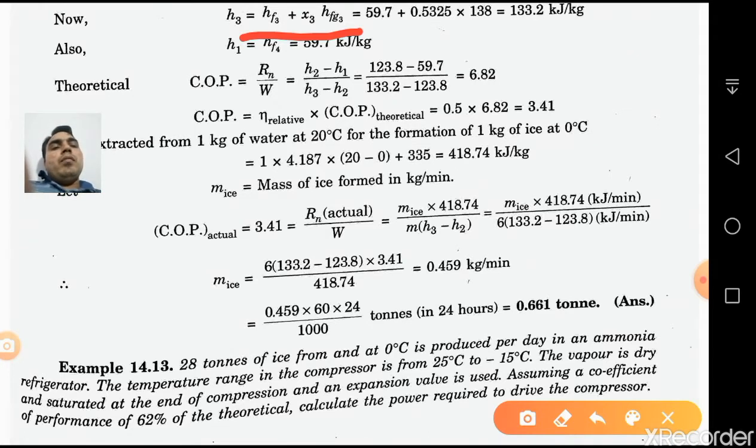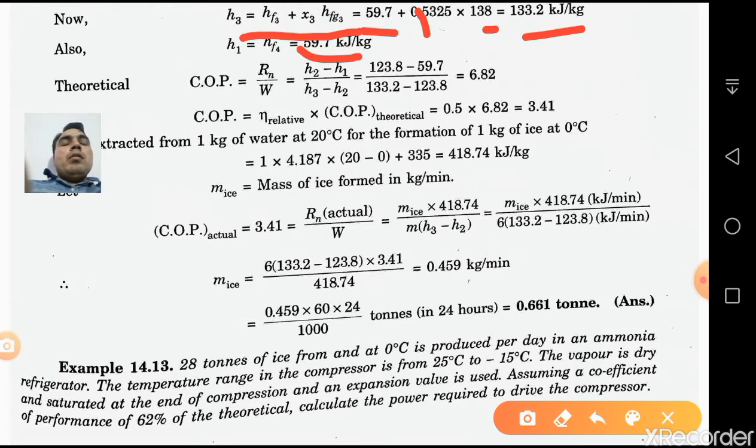Wait, hf3 value is 59.7, and x3 is already calculated, and hfg3 is 138, and then calculated 133.2. The value of h1 equals hf4, because 1 to 4 is an isenthalpic process, so enthalpy is the same for these points. Okay, so throughout this problem we have to find the enthalpy at all 4 points.